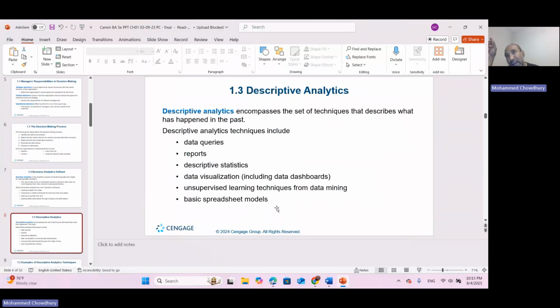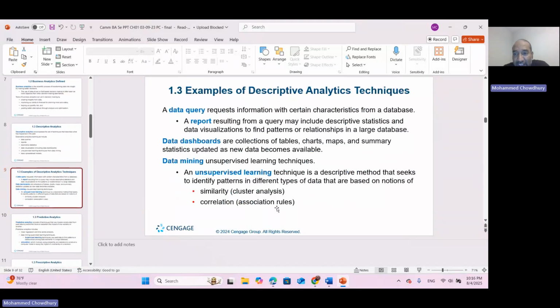Now, what is unsupervised learning? Unsupervised learning means if I have data that has, suppose, 10 variables, 10 columns or 10 features and 100 rows, that means 100 observations. With those 10 variables, if I find mean, median, mode, variance, standard deviation, minimum, first quartile, second quartile, third quartile of each variable, then it is called an unsupervised learning technique. Basic spreadsheet means data is in the spreadsheet, and then from this spreadsheet we can create some graph by using Excel.